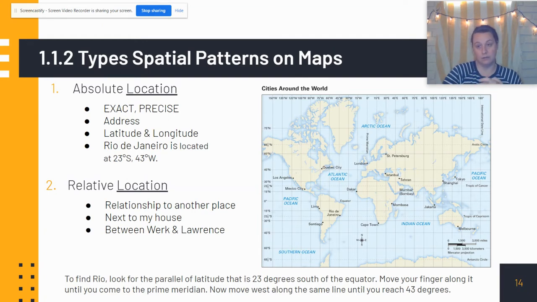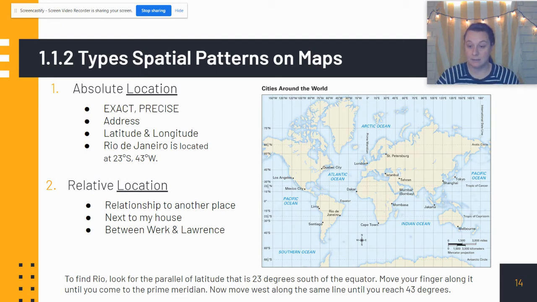Throughout this video and throughout this course, we're going to use the terms absolute and relative a lot. And so every time that I am talking about something that's absolute, this means that it is exact, precise, measurable. So in order to find absolute location on a map, I could use things like a specific address, 3200 Ebenezer Road, right? Or I could use coordinates like latitude and longitude.